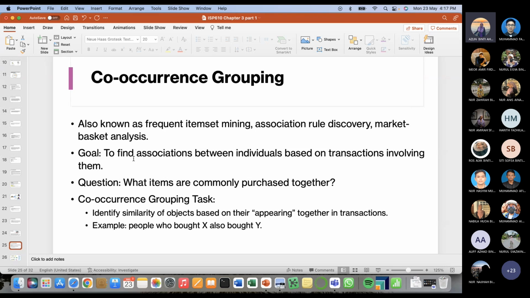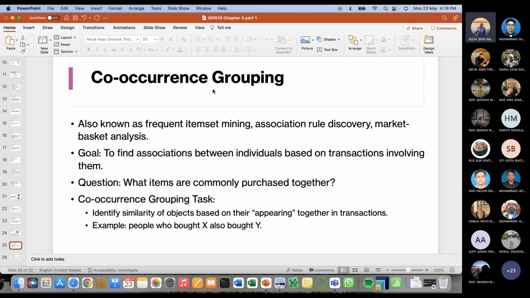And another task is co-occurrence grouping. Okay, this is similar to the things that you have learned in data mining. Okay, the frequent item set, association rule discovery, market basket analysis. All these I think I don't need to explain because you have already learned them. There is a specific chapter in data mining. And the goal for co-occurrence grouping is to find the association between individuals based on the transactions involving them.